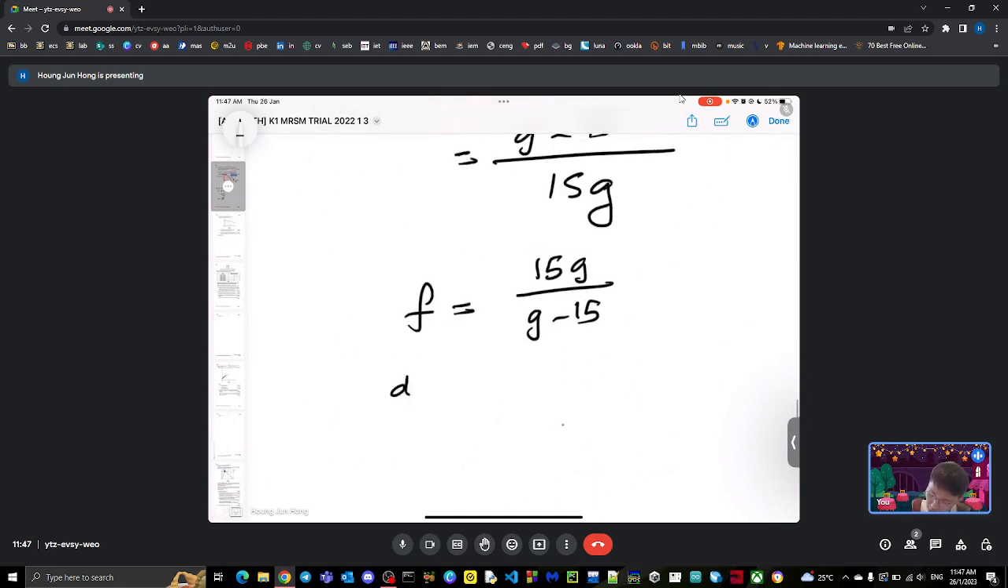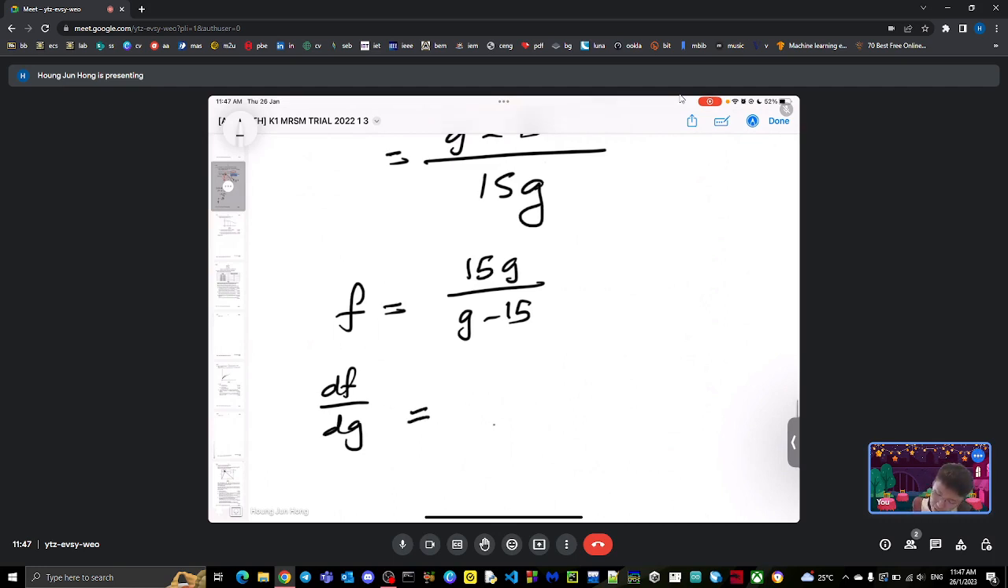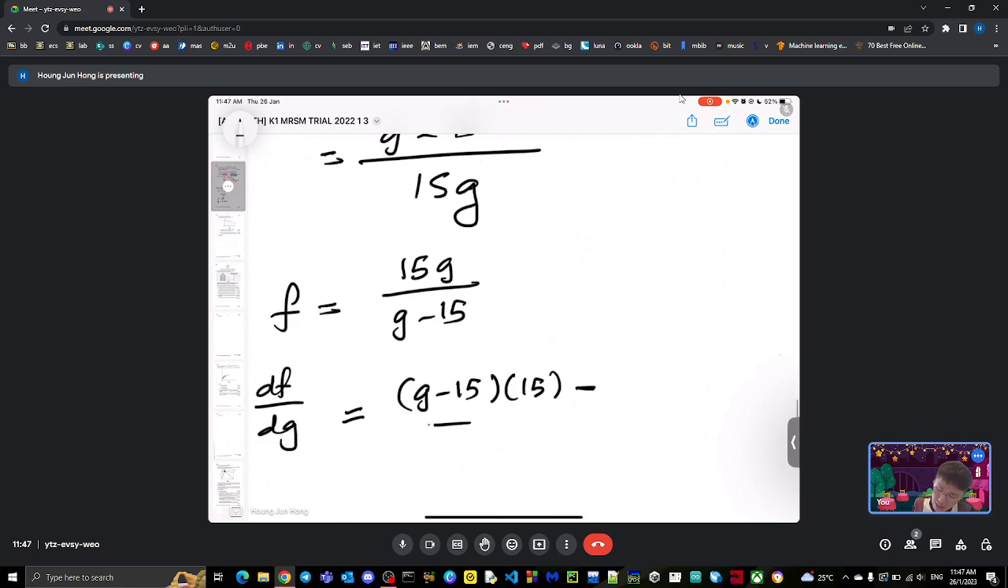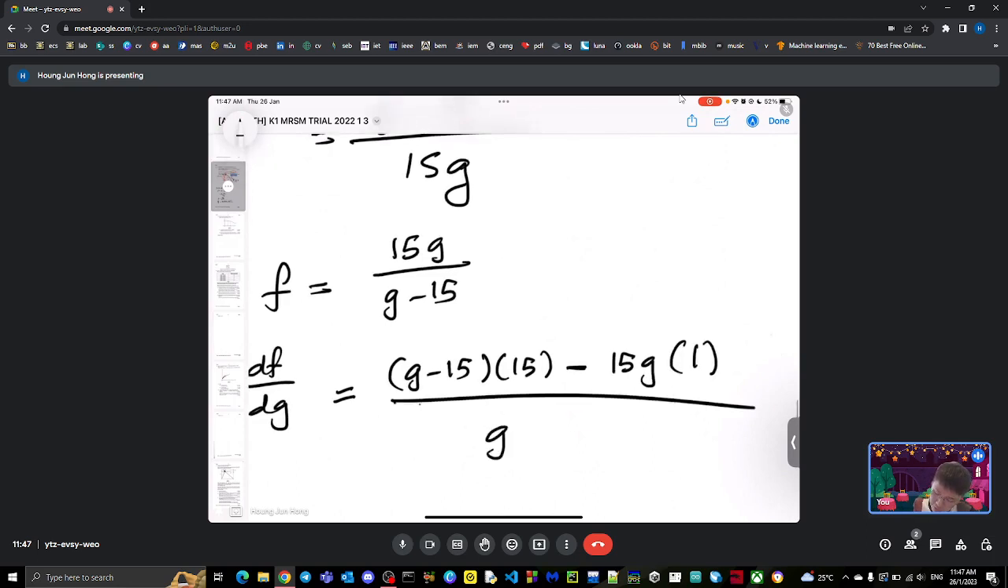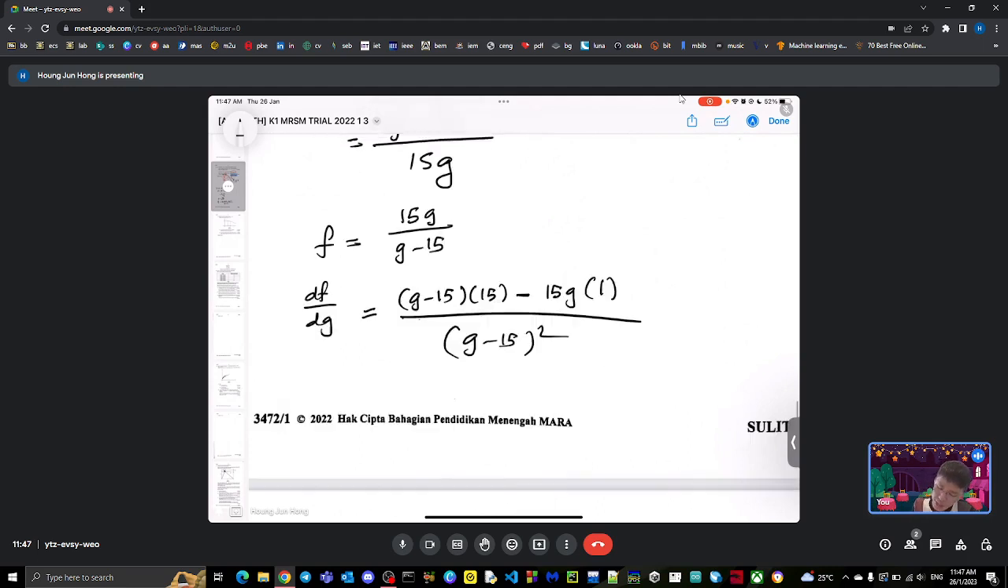So df/dg. Again, ask yourself, why do we find df/dg? Because the question asks for rate. Whenever we see rate, it should be something to do with our dy/dx. So for df/dg, the quotient rule goes like v du/dx minus, basically the lower part times the derivative of the upper part, minus the upper part times the derivative of the lower part, and then divided by v squared, the lower part squared. Okay, simplify a bit.